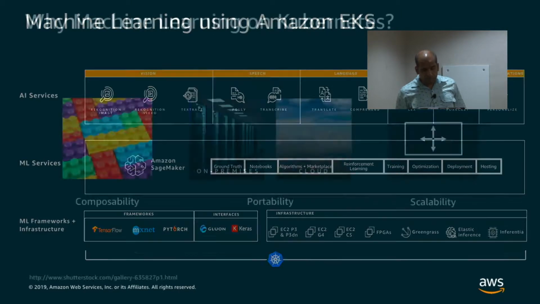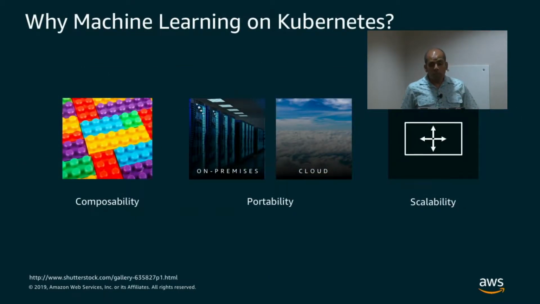So our talk is going to primarily be focused on this bottom layer. Why machine learning on Kubernetes? There are three primary reasons customers choose Kubernetes for machine learning: composability, portability, and scalability.